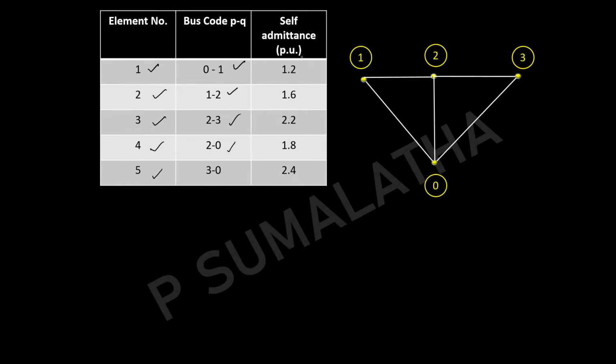Now let us mark the self admittances given in the problem. The first element is having self admittance of 1.2 and the second element is having 1.6. The third element, which is between 2 to 3, is having self admittance of 2.2, and the fourth transmission line, which is connected between 2 to 0, is having 1.8, and the fifth element is having 2.4. Now we have completed the graph from the given data.